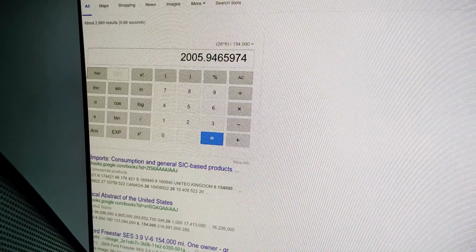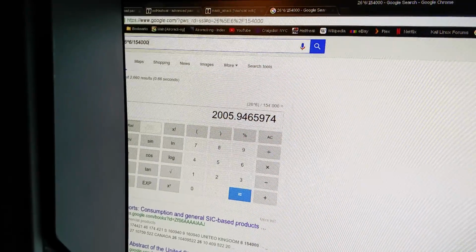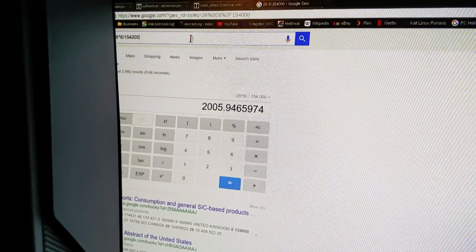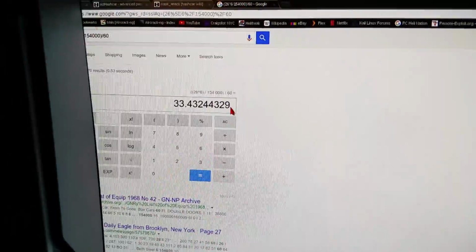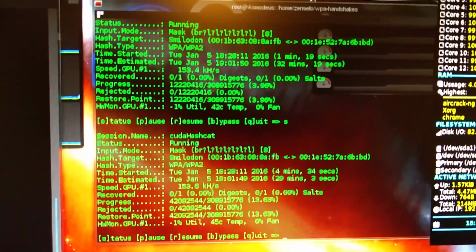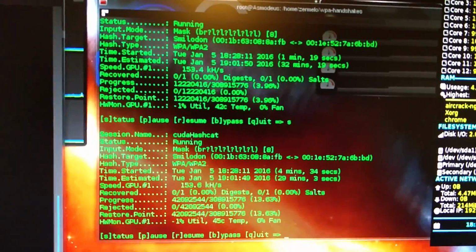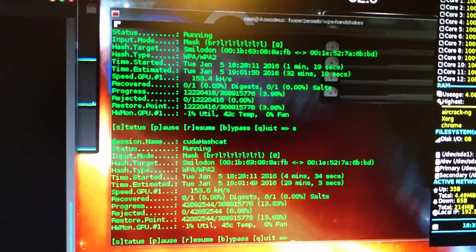Let's divide that. Oh, we just bring up a calculator. I have a calculator. Actually, no, let's use this. Put this in parentheses. And then divide that answer by 60. So 33 minutes. That's actually reasonable. So it would take 33 minutes to crack strictly a lowercase 6-letter password, even though WPA doesn't accept anything less than 8.